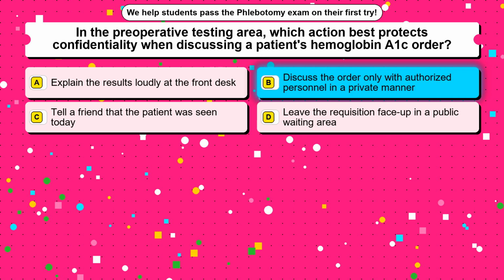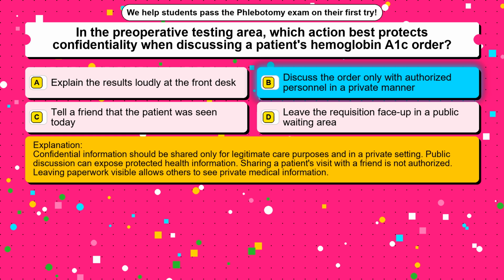The correct answer is option B. Discuss the order only with authorized personnel in a private manner. Confidential information should be shared only for legitimate care purposes and in a private setting. Public discussion can expose protected health information. Sharing a patient's visit with a friend is not authorized. Leaving paperwork visible allows others to see private medical information.